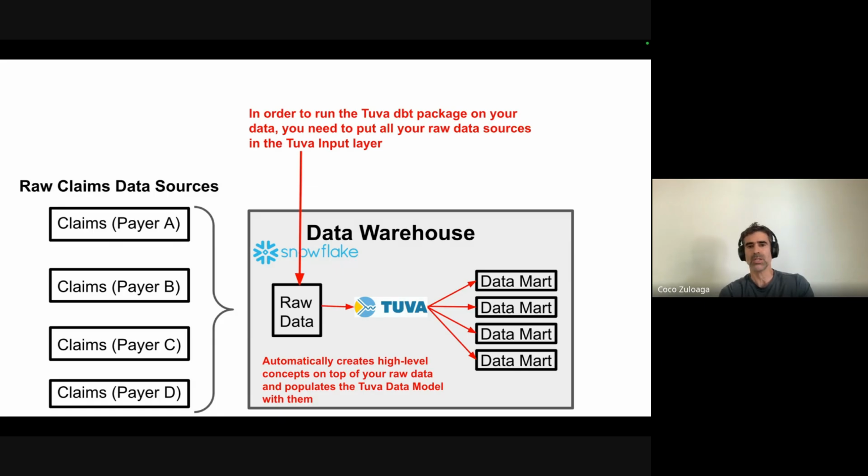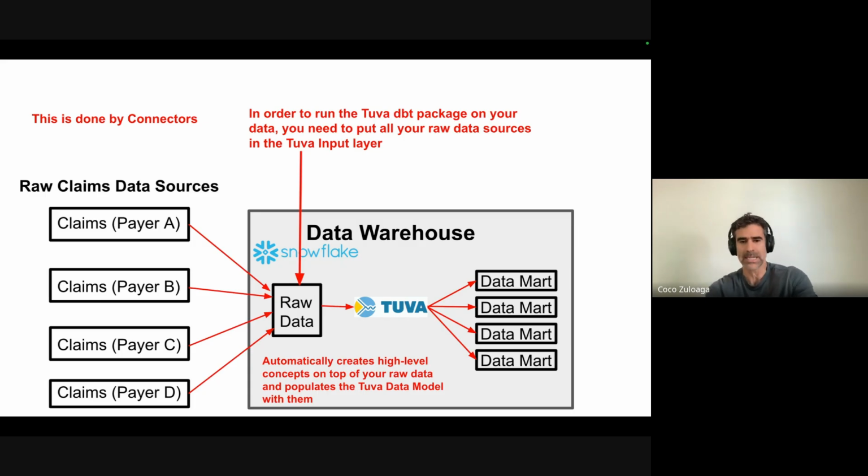But in order to run this Tuva DBT package, you need to have all your raw data modeled in a common data model. That is the data model that we call the Tuva input layer. And in order to get your data in the Tuva input layer, you need to have connectors that can map these different data sources into the Tuva input layer. So this is the summary of the main idea for why we need a connector.